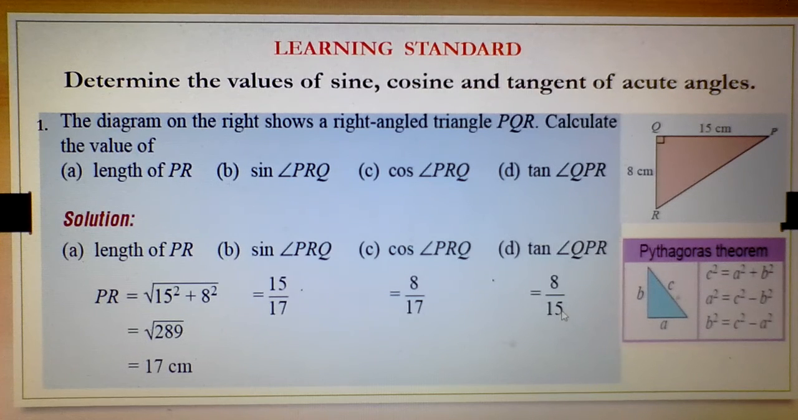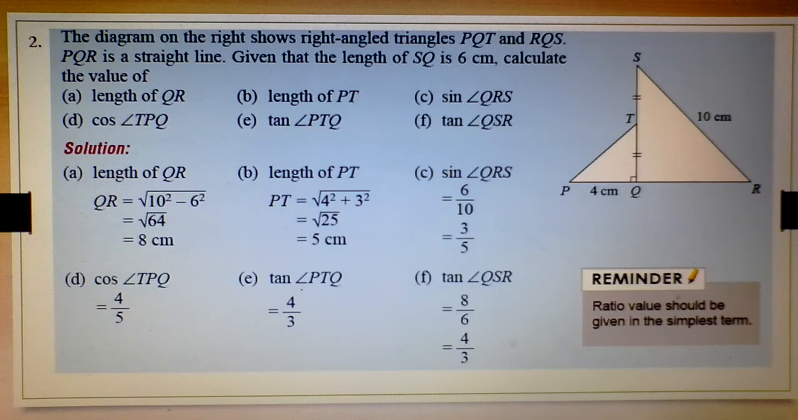So meaning what we do, once you get the question, you look at the sides. If the value or the length is not yet given, you find the length first. Then only you apply the formula for sine, cos, and tangent. Okay. Do remember how to use the Pythagoras theorem. Okay, another question.